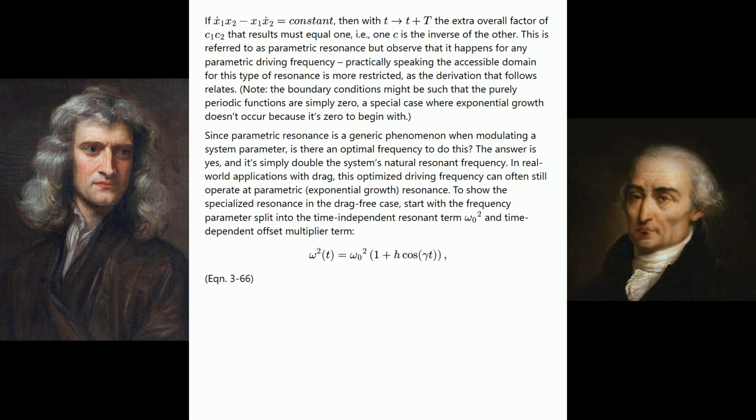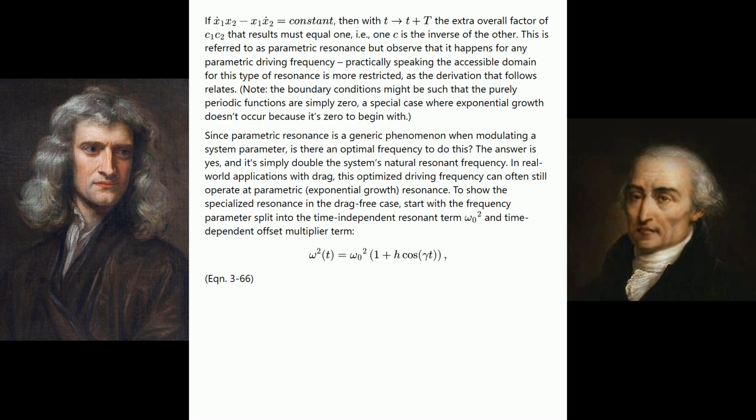If x sub 1 x sub 2 prime minus x sub 1 prime x sub 2 equals constant, then with t going to t plus T the extra overall factor of c sub 1 c sub 2 that results must equal 1, i.e., one c is the inverse of the other. This is referred to as parametric resonance, but observe that it happens for any parametric driving frequency. Practically speaking, the accessible domain for this type of resonance is more restricted, as the derivation that follows relates. Note, the boundary conditions might be such that the purely periodic functions are simply zero, a special case where exponential growth doesn't occur because it's zero to begin with.